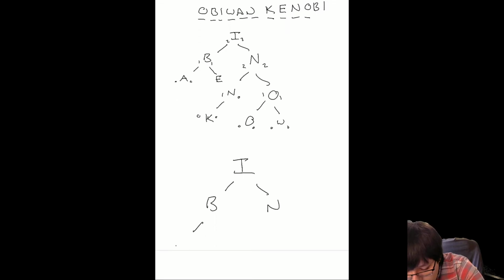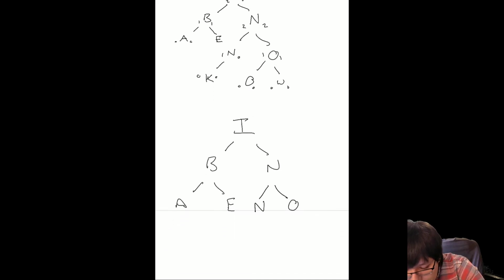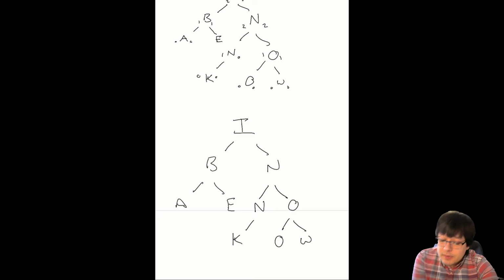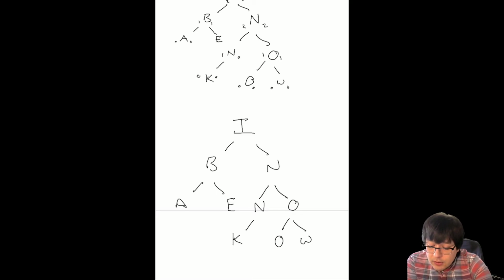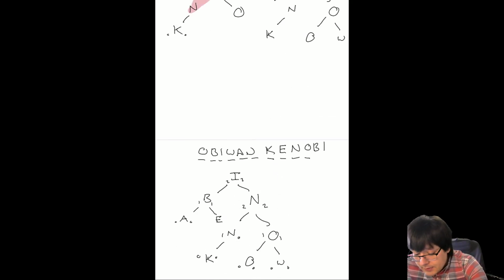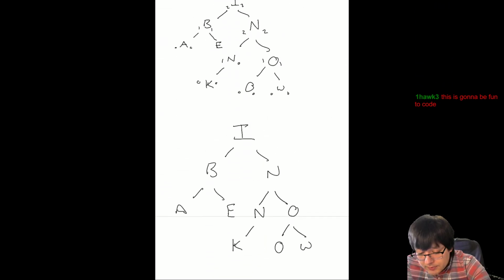And then A, E, N, O, K, O, W. Okay? So there we go. That looks a little bit nicer. So, yeah. We're almost done inserting Obi-Wan Kenobi to this tree.